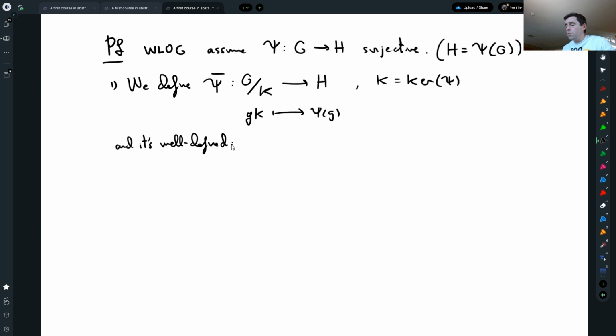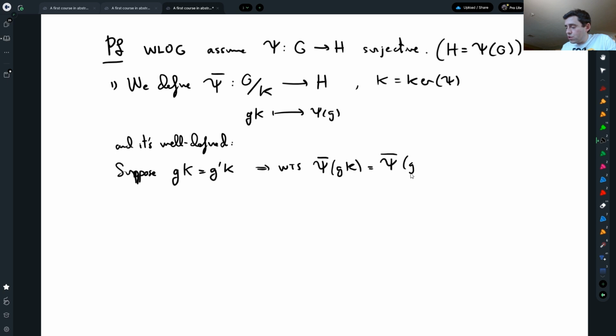How are we going to do so? Well, suppose that I have two representatives for the same coset. Then we want to show that psi bar of gK is the same as psi bar of g prime K. But if this is true, then g prime is in the coset gK. So g prime is g times little k for some k in K.